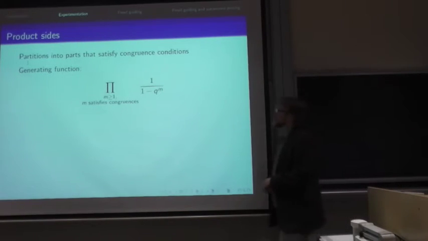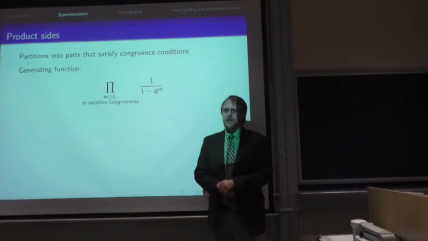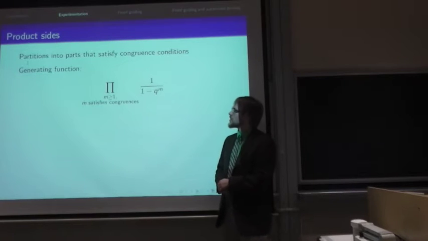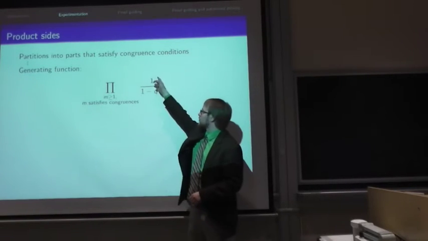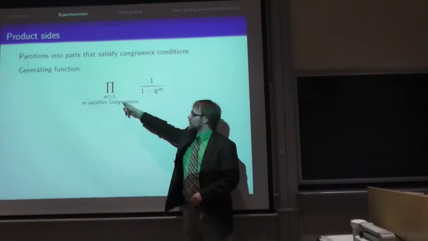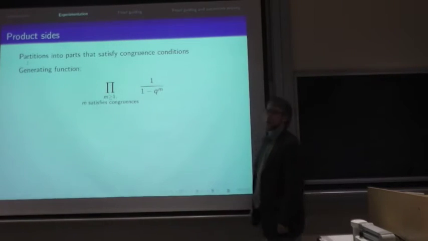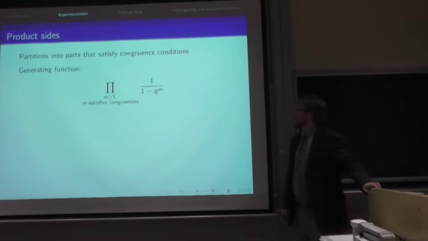We call this the product side because we can write its generating function in its most usual form as a product of 1 over 1 minus q to the m over some set of m. I wrote it very generically as m is at least 1 and m satisfies congruences.